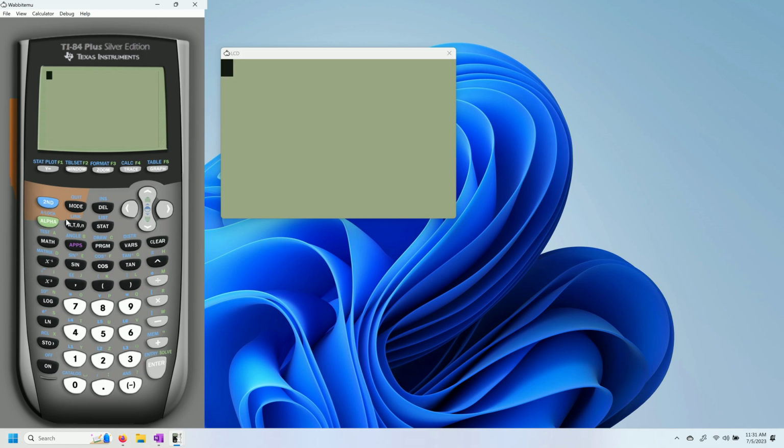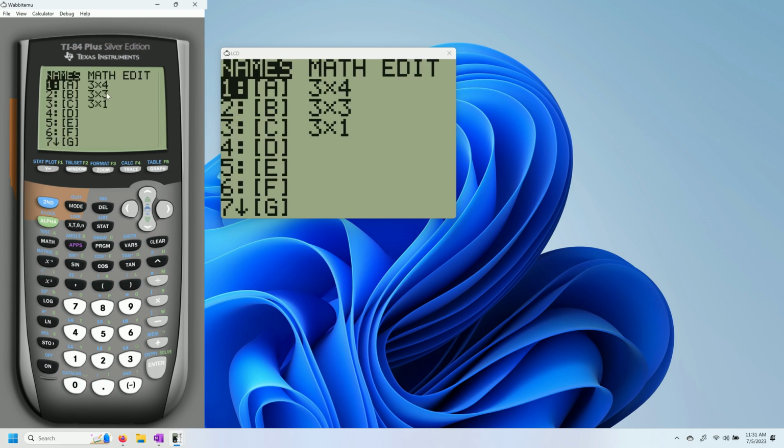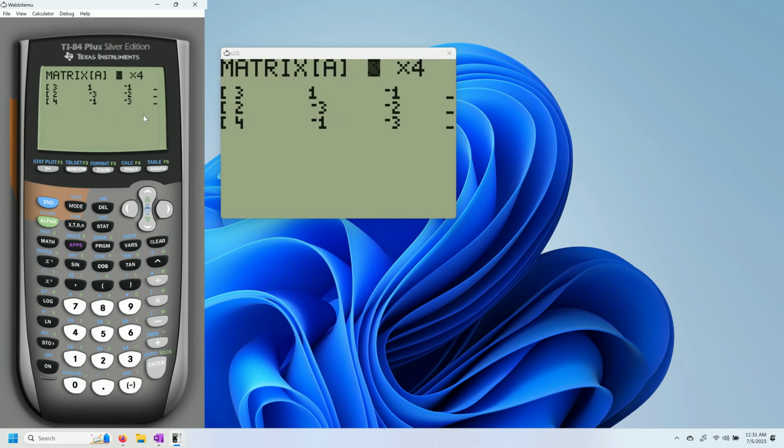To create a matrix, the first thing we're going to do is come down to this inverse X button, and right above it says matrix, okay? So I'm going to hit second matrix, and go to this word over here called edit. I just scroll over twice and hit enter. Now, the matrix A, and then it says 3x4. What that means is a 3 by 4 matrix. Rows always come first.